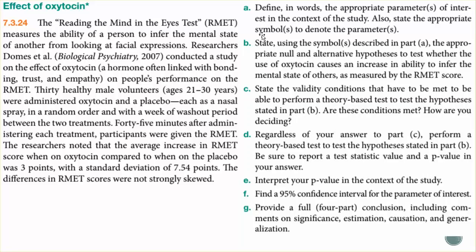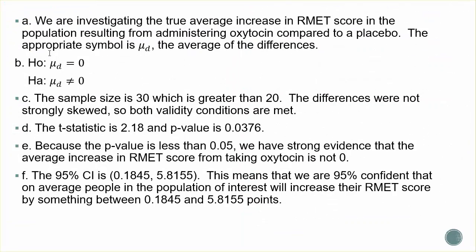The next question says, use the symbols to state the null and alternative hypothesis. So if there is no connection between the oxytocin and the placebo and how well they do on the RMET test, then on average, the difference in those two scores should be 0. If there is something going on, then we would expect on average the difference in those two scores to not be 0. And that's what we're testing.